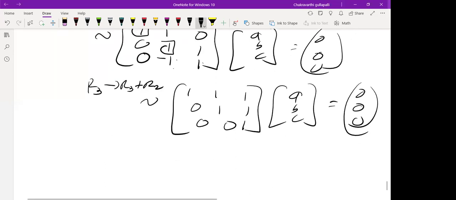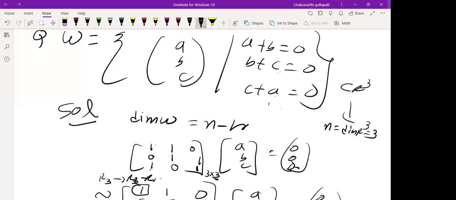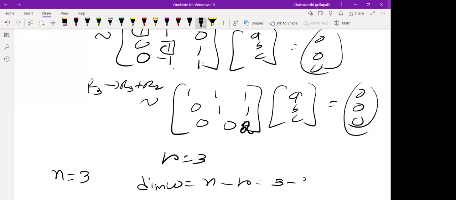Last column 2 months. Look, R3 minus R1: 0 minus 1, 1, 0 minus 1, 1. Last column is R3 plus R2, which is 2. This is in echelon form. What is the rank? 3. n is 3. So dimension of W is equal to n minus r.